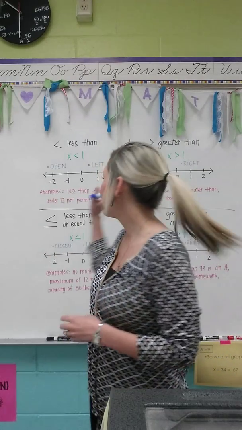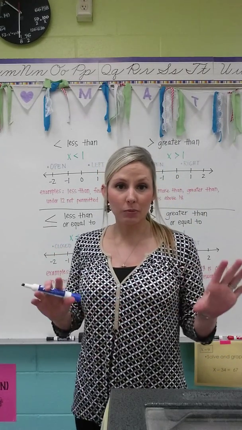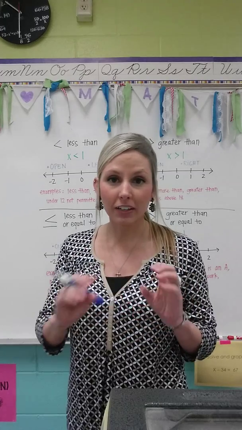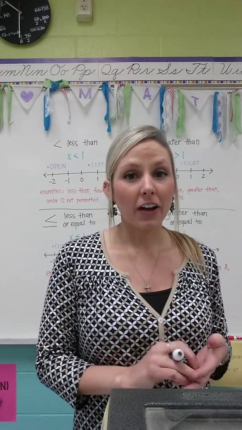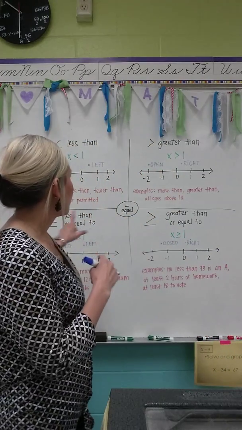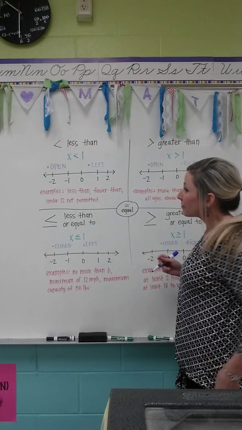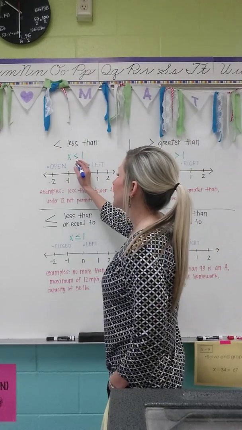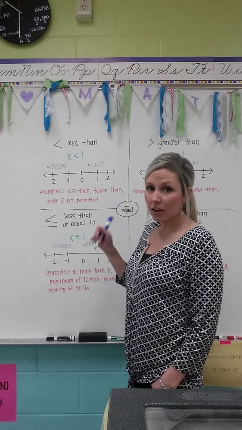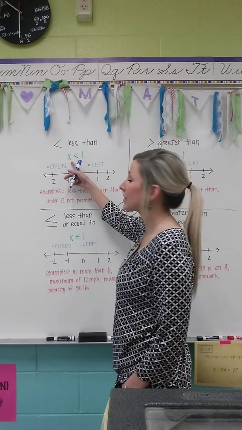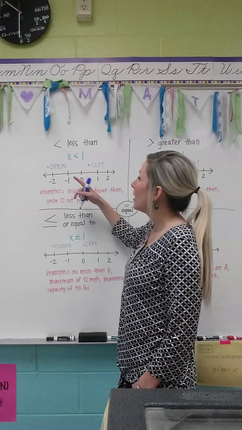So I've kind of made a little chart back here that's going to help us remember all the different inequalities and also how to graph them. So the first one I want to talk about is less than. If you have x is less than 1, that means whatever number is going to be put in place of x has to be less than 1.